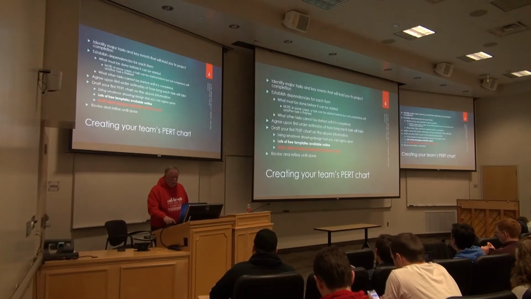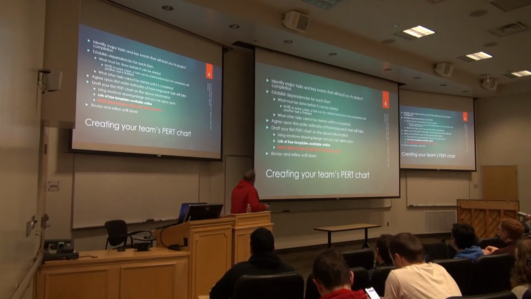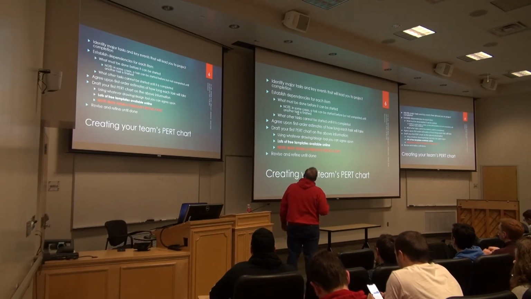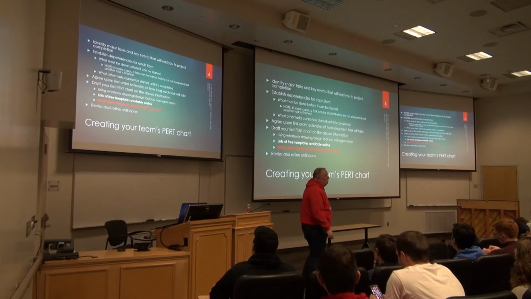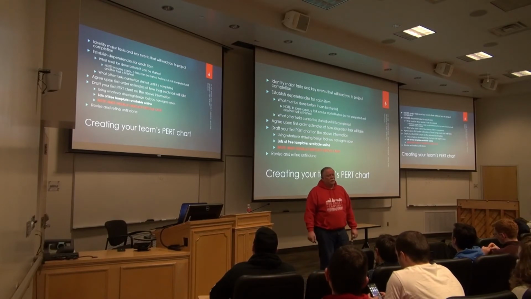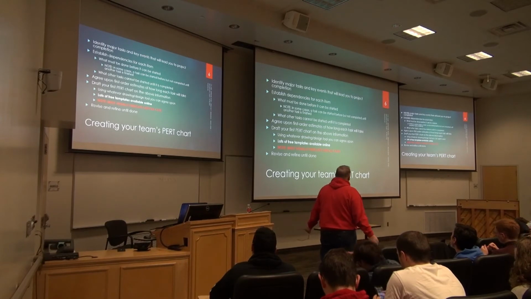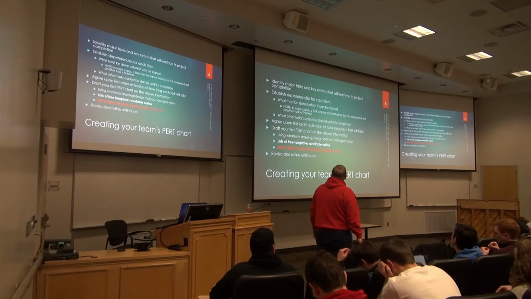Now, the other type of chart that you have to do is creating your team's chart. This is just pretty much what I said: major tasks, key events, dependencies, first order estimate, draft your PERT chart. There's lots of free templates. If you simply Google PERT chart templates, you'll find all sorts of stuff online. Or you can use Visio or whatever, Lucidchart or anything like that.